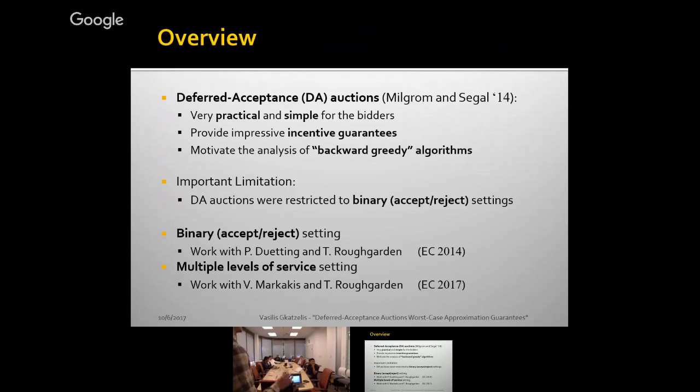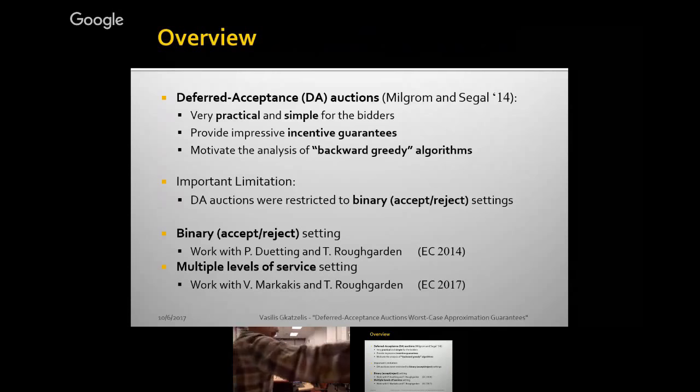So even as an algorithm designer, at the end of the day, it boils down to solving an algorithmic question. Can I design a backward greedy algorithm that is efficient? An important limitation that these auctions had, the way that Milgrom and Segal defined them, is that they only apply to these binary settings that I mentioned, the first 2 examples, either accept or reject.